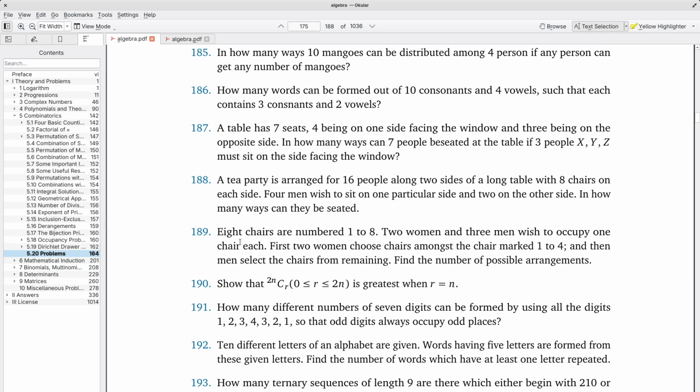Question 189 says that 8 chairs are numbered 1 to 8. 2 women and 3 men wish to occupy 1 chair each. First the 2 women choose chairs among the chairs marked 1 to 4, and then the men select the chairs from the remaining. Find the possible number of arrangements.